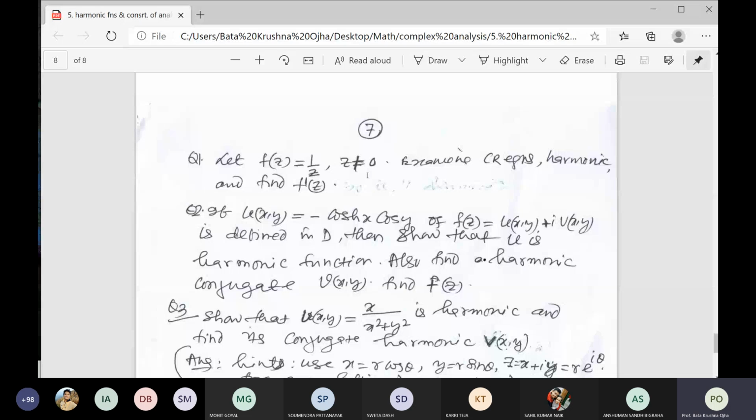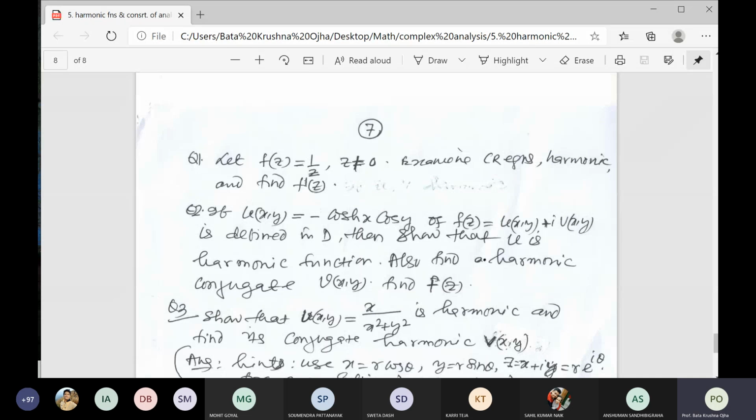For the Cauchy-Riemann equations for this question, 1 by z, if you write it in terms of x and y, z is equal to x plus iy and its conjugate. So you can write, but it will be a little difficult for you to find the derivative. Rather, this question you take in polar form. In polar form, this question will be easy for you.